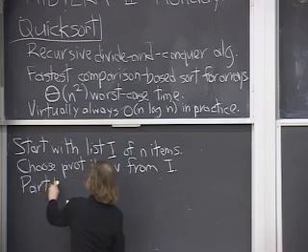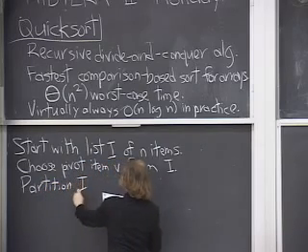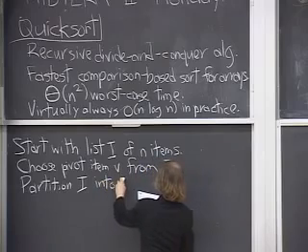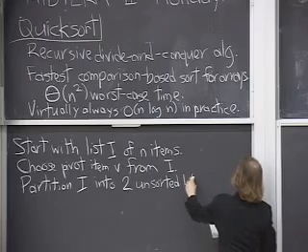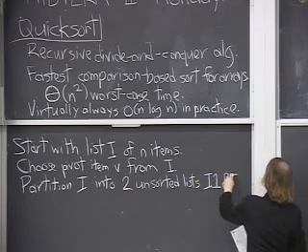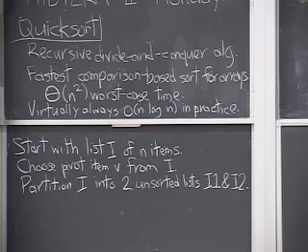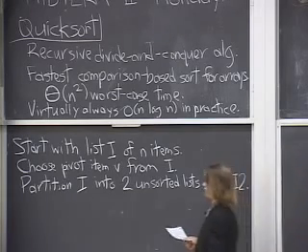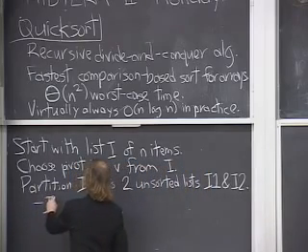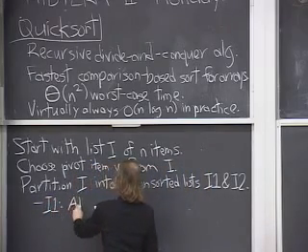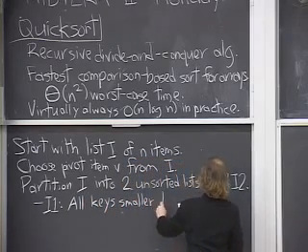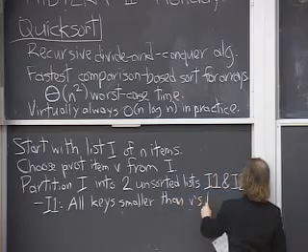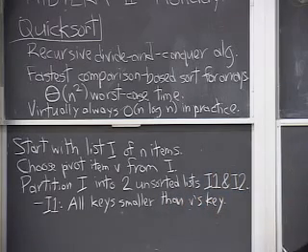Once we've chosen a pivot, however we do that, we then partition our list into two unsorted lists, which I will call I1 and I2. But unlike merge sort, we don't do it just by cutting the array in half in the middle. We actually do a little comparisons. So I1 is going to contain all of the keys smaller than the pivot, and I2 is all the ones that are larger.